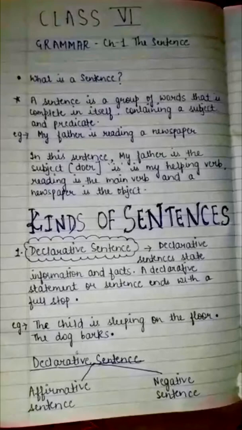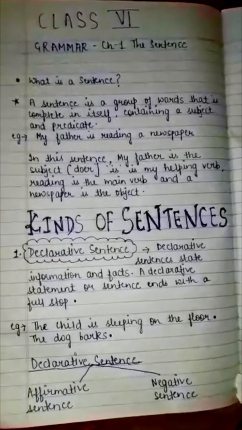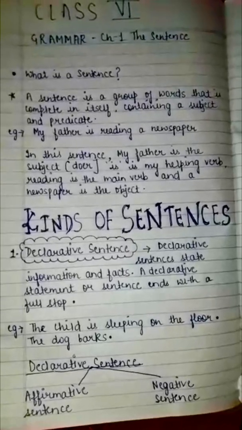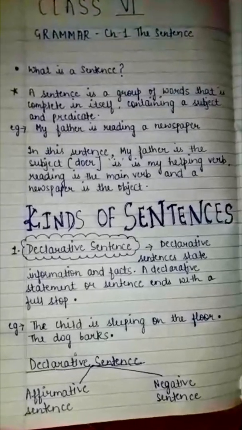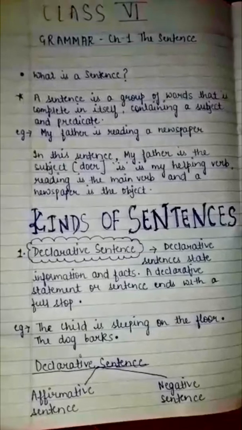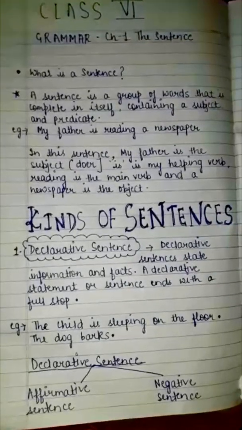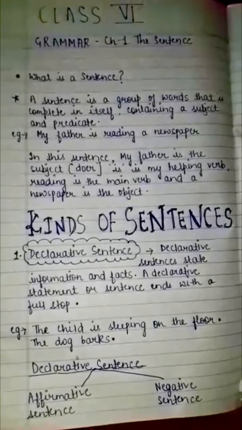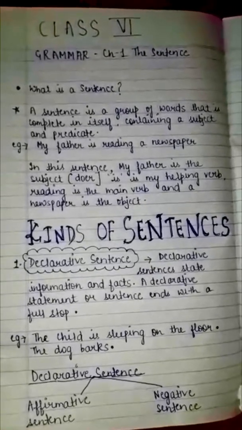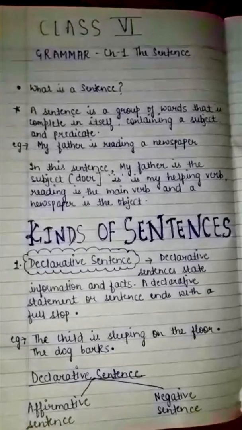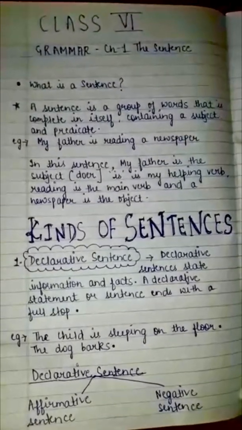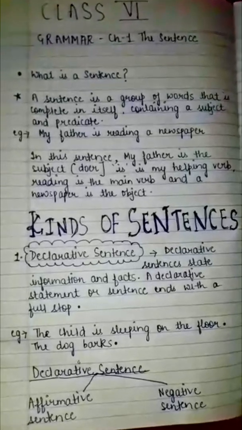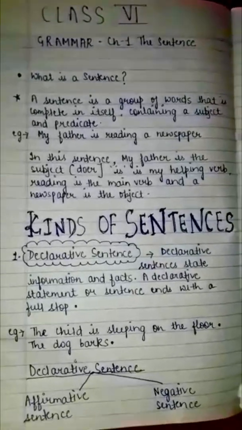As you all can see, a sentence is a group of words that is complete in itself, containing a subject and predicate, right? Then there is one example. My father is reading a newspaper. So students, I hope you all know what the subject is. In this sentence, my father is the subject, is is my helping verb, reading is my main verb, and a newspaper is my object.